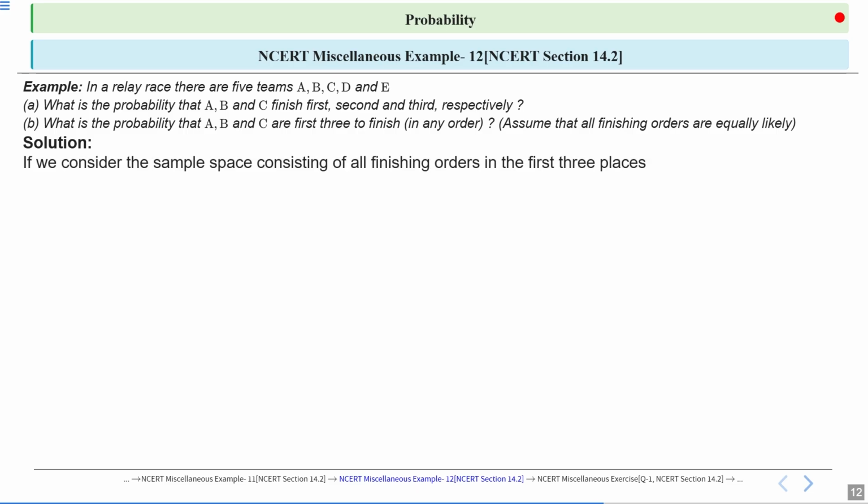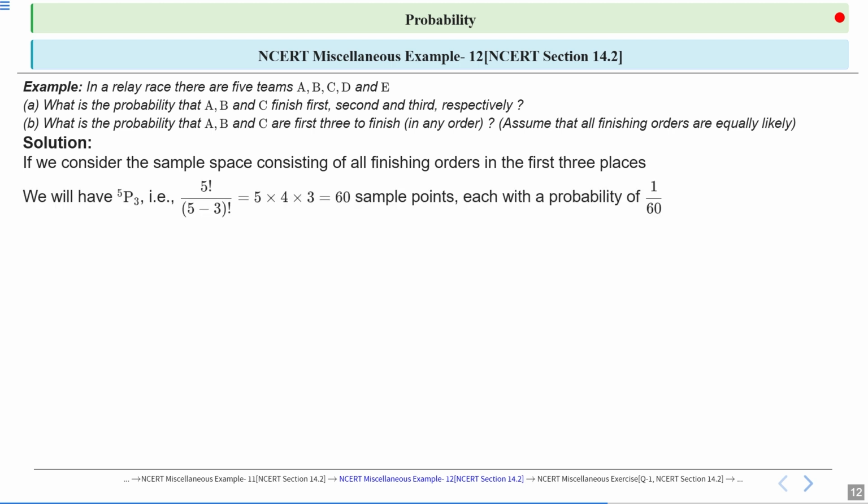First we consider the sample space consisting of all finishing orders in the first three places. Now here we have 5 teams, and out of the 5 teams, 3 finish first, second, and third. So what will be the probability that A, B, and C finish first, second, and third respectively? We will have 5P3. Here we will use the permutation formula, that is nPr equals n factorial divided by n minus r factorial.